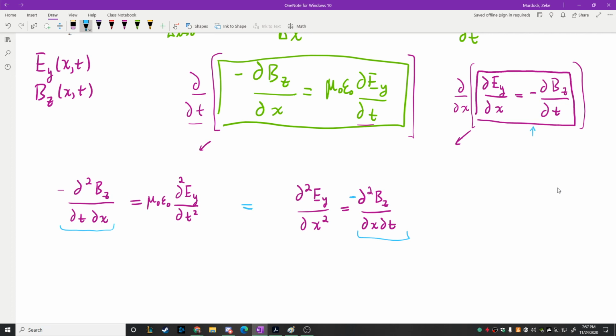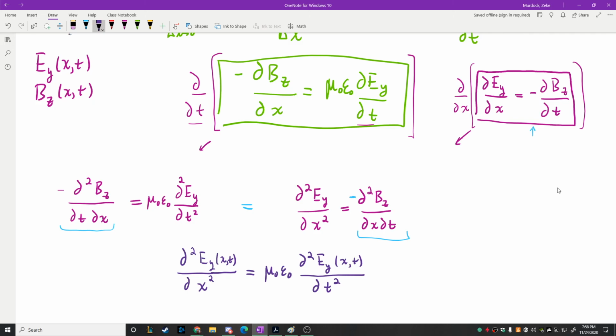Which means what we have now, I'm going to write it in a slightly different form. Kind of our final result here is that the second derivative with respect to x of Ey, which is a function of x and t, is now equal to mu naught times epsilon naught multiplied by the second derivative of Ey, which is again a function of x and t, with respect to time.